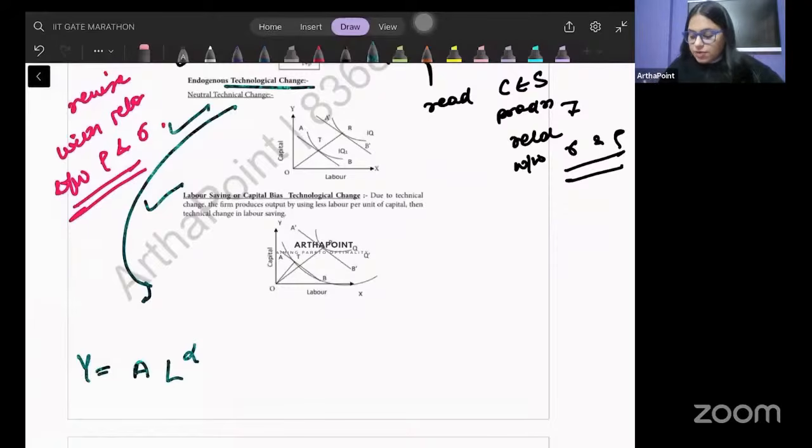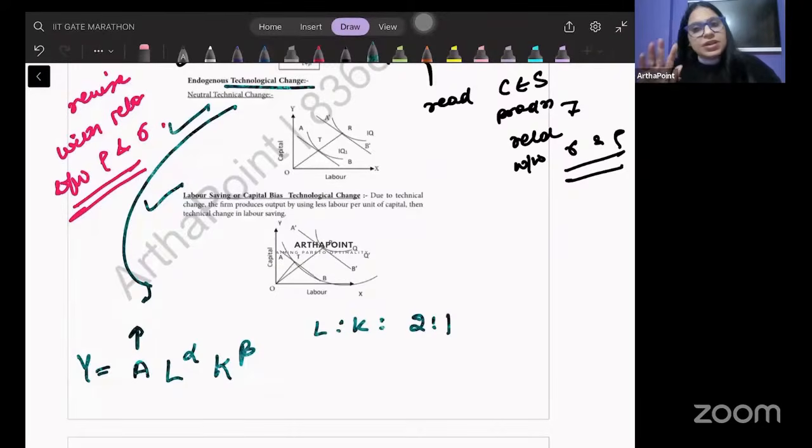A, L to the power alpha, K to the power beta. It is a neutral technical progress. Technology will increase, but it will help us go ahead and use the same amount of inputs I was using earlier in the same ratio. It means if I was using labor and capital in the ratio of 2:1, I will continue using labor and capital in the same ratio. It will not hamper my ratio. This is what neutral means.